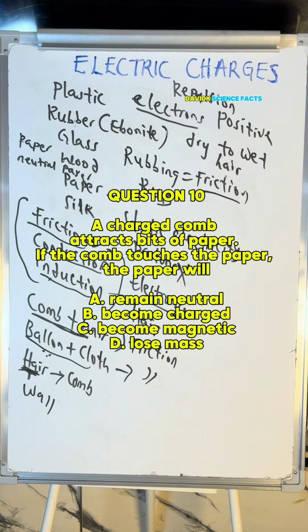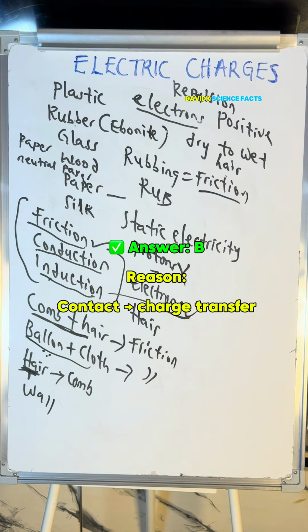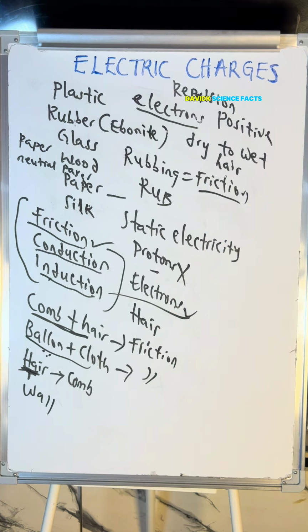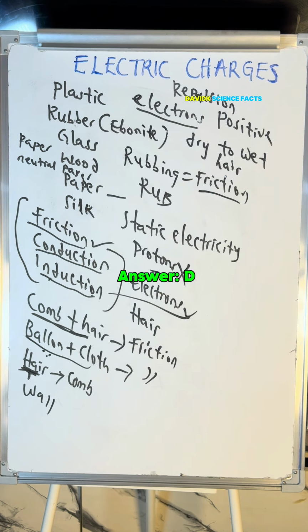Question 10. If a charged comb touches paper, what happens? I want you to think about contact. The answer is B. The paper becomes charged. Question 11. Which of these is not a method of charging? This is easy. The correct answer is D. Convection.